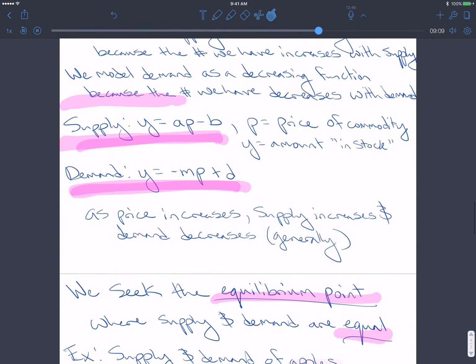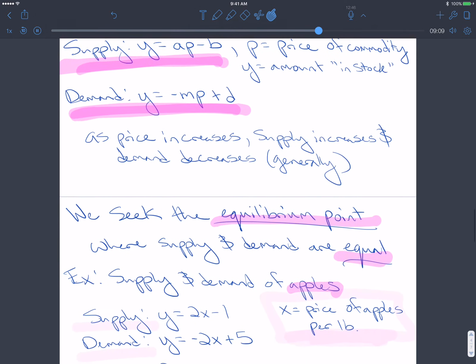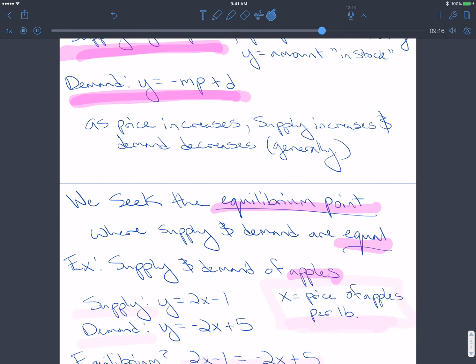So we'll do an example with apples, because apples are something that you would buy at the grocery store regularly. So if you have a supply equation that's y equals 2x minus 1 and a demand equation that's y equals negative 2x plus 5, where x is the price of apples per pound, what is the equilibrium point?